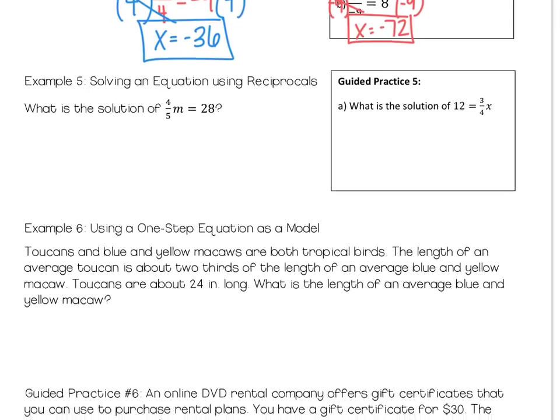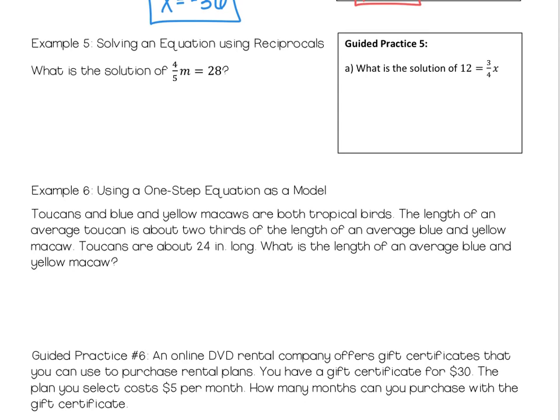Example number 5. When you have a fraction in front of your variable, as we do here, the best way to solve is to multiply by the reciprocal. That's not the only way you can do it. It's just the fastest way. So I'm going to rewrite my equation. 4/5 m equals 28. Multiply both sides by 5/4.